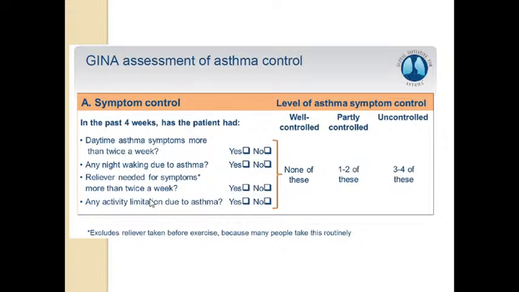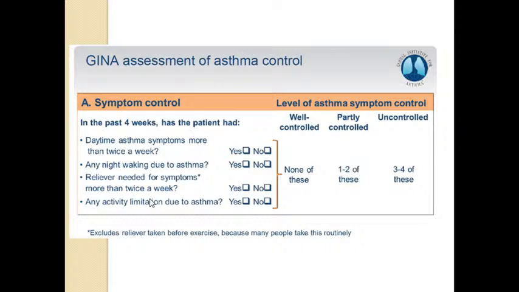Daytime asthma symptoms more than twice a week? If no, it's 0. If yes, it's 1 point. Any night awakenings due to asthma? If the patient says no, it's 0 points, yes, 1 point. Relief medication needed for symptoms more than twice a week? By the way, now it's recommended not just a reliever, because the reliever may be a combination of inhaled corticosteroid plus SABA, but now only SABA is recommended, so ask about SABA. More than twice a week, if the patient says yes, 1 point, no, 0. Any activity limitation due to asthma, yes, 1 point, no, 0 points.